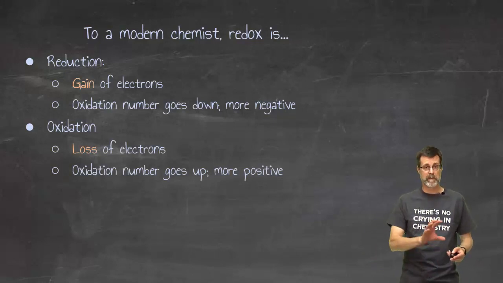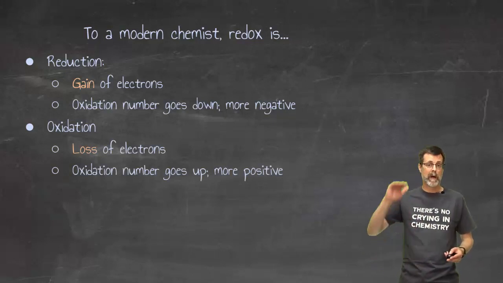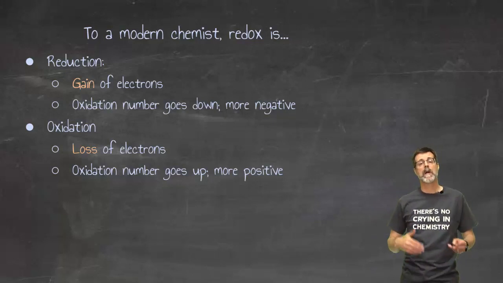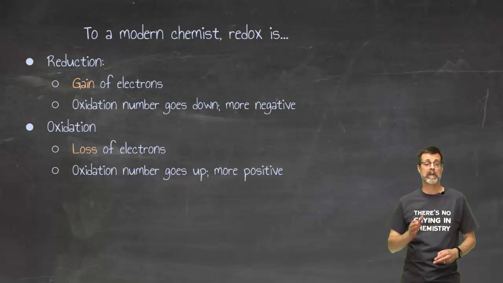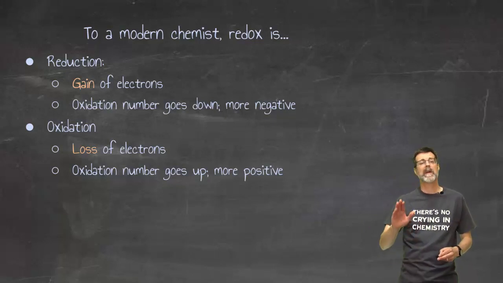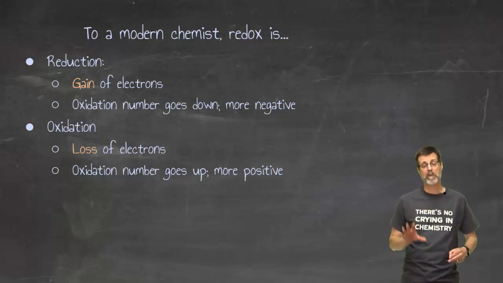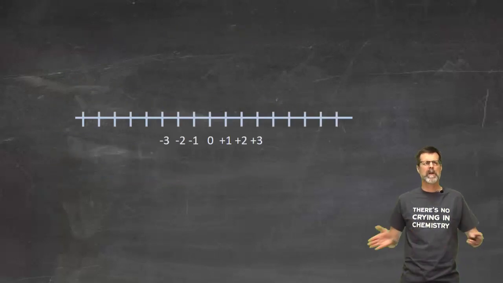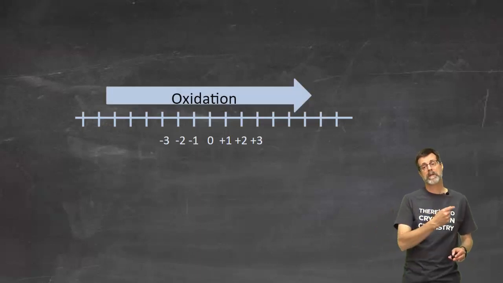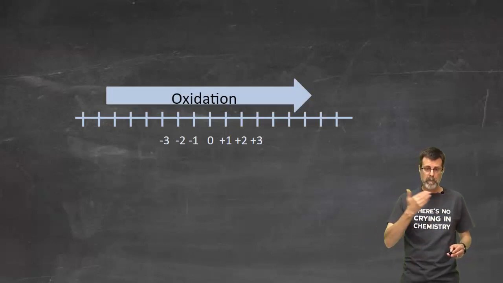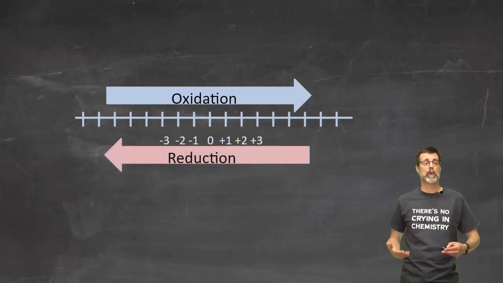So sodium went from 0 to +1, went to a higher oxidation number, and it did that by losing electrons. But again, it's going to take some time to get used to that backwards relationship, and then we're going to mess with it even more in a few minutes. So if I look at a number line as a list of oxidation numbers, oxidation means I'm moving more to the positive side, and reduction is moving more to the negative side.